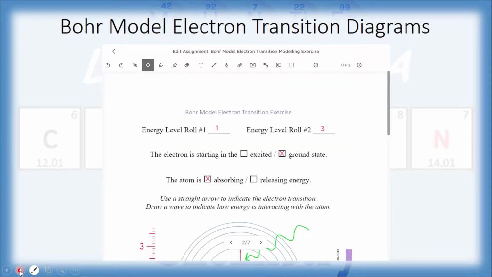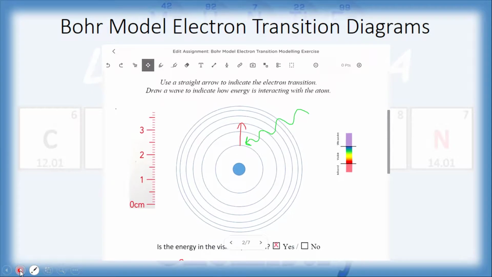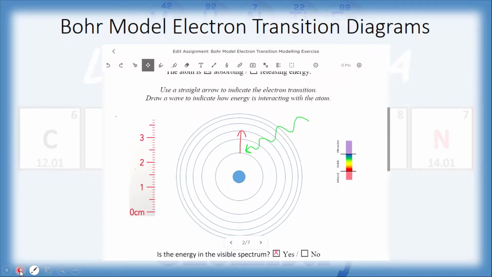If we look at the second example, the energy level that we're starting at is the first level, and then we're going to the 3rd level. So we're starting at a lower energy level, which means we're starting in the ground state. So we have ground state X'd off here. And because it's going from a low energy level to a higher one, that means we are absorbing energy, so we have absorbing checked off. If we scroll down, again, we would draw our arrow starting at energy level 1, going up to 3 with the arrowhead pointing up.